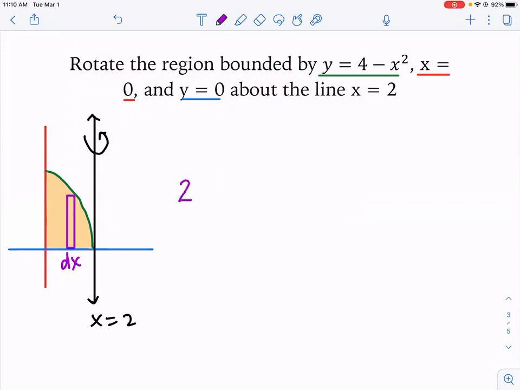So for our shell method, we have 2 pi integral of radius times height times thickness. Now our height is not going to change. It's still the height of the rectangle. Top minus bottom, this rectangle has height 4 minus x squared minus 0. I'm not going to write the minus 0.